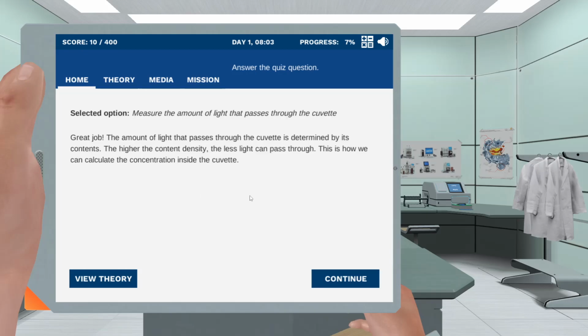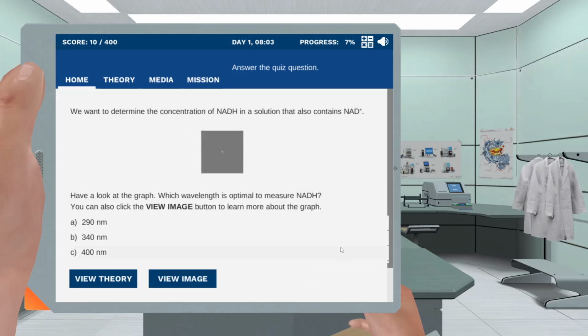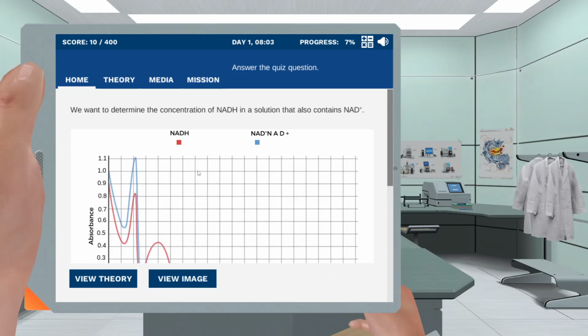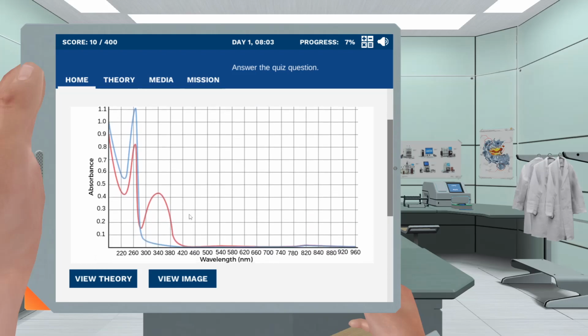Great job! The amount of light that passes through the cuvette is determined by its contents. The higher the content density, the less light can pass through. This is how we can calculate the concentration inside the cuvette. We want to determine the concentration of NADH in a solution that also contains NAD+. Have a look at the graph.